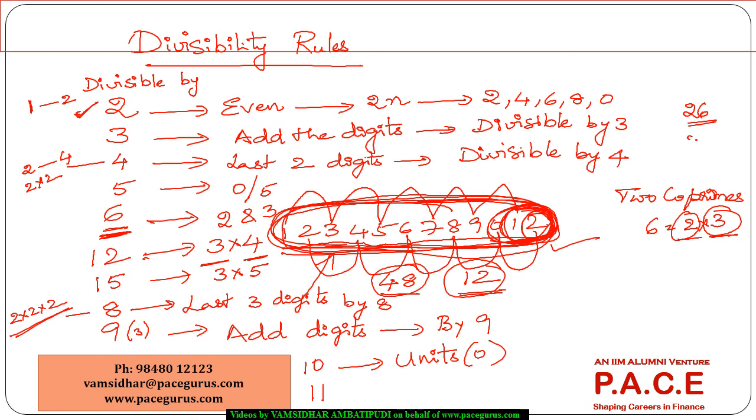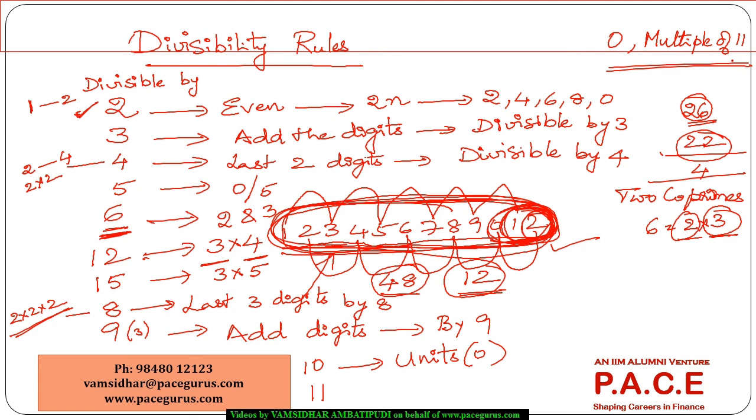So you are taking alternate digits. The first set of alternate digits, the sum is 26. The second set of alternate digits, the sum is 22. Take the difference of these two sums. 26 minus 22, 4. If this difference is either 0 or a multiple of 11, then this whole number is perfectly divisible by 11.